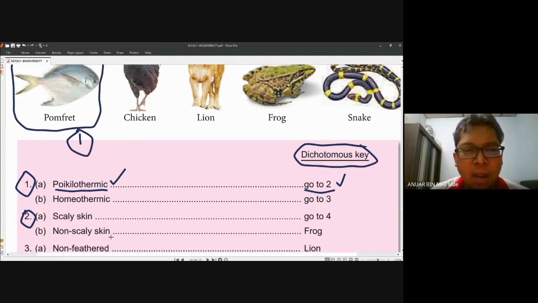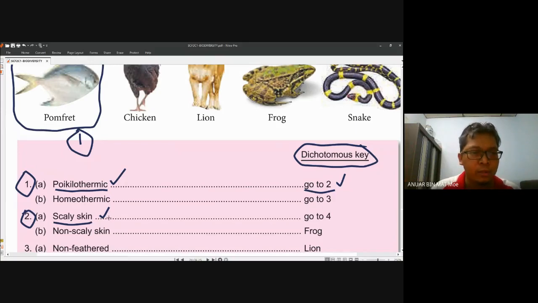What are the options here, 2A or 2B? Very good, it is scaly skin, so you choose scaly skin. How do you know it is scaly skin? We know by our observation. Maybe we can take the fish and touch it, and we can find out that the fish has scaly skin. This is how we do it.